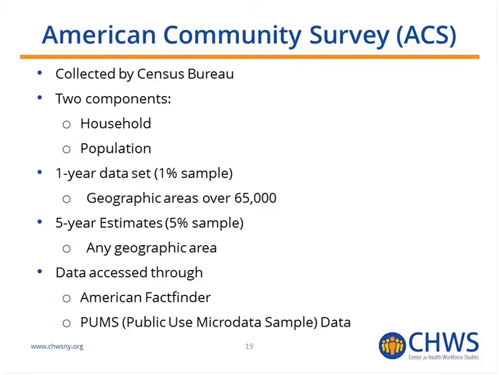Now, interesting with this one, as well as the utilization data, it can be accessed through American Fact Finder, which is an online query, and through PUMS data, which is public use microdata sample data. Similarly, for the utilization data in New York, there's an online query, and you can also access additional data by getting record level data. So going back to the ACS, again, it's with a query and with data.